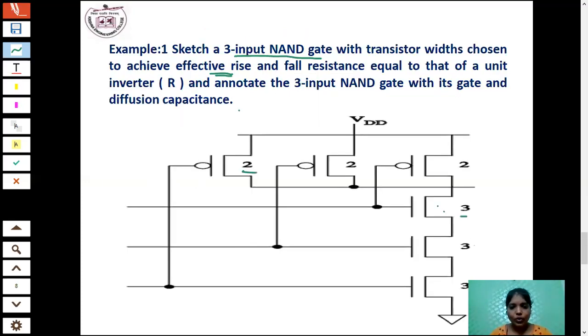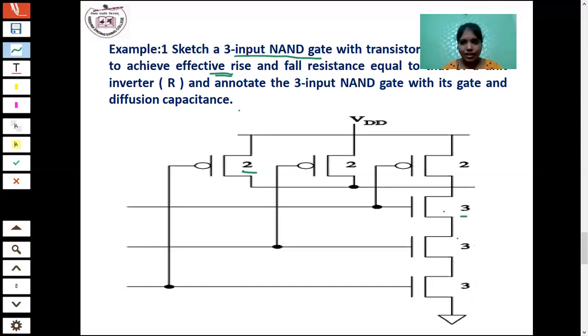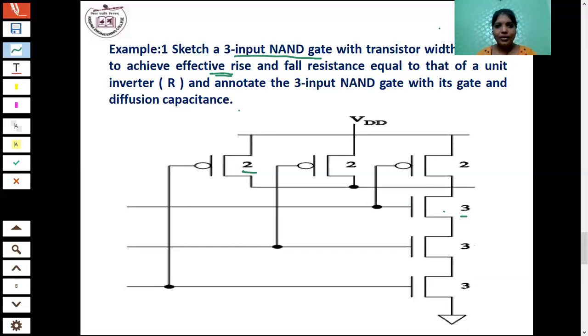You know how to draw the CMOS logic for the 3 input NAND gate. You know that for a NAND gate, the NMOS transistors are connected in series, PMOS are connected in parallel. So PMOS is connected to VDD and NMOS is connected to ground. Okay. So this is the CMOS logic diagram for 3 input NAND gate. So now you have to draw the RC delay model. Already I told you in RC delay model what actually you have to draw.